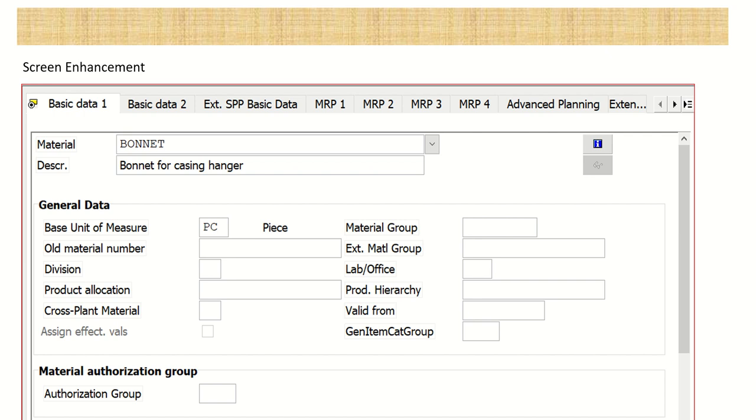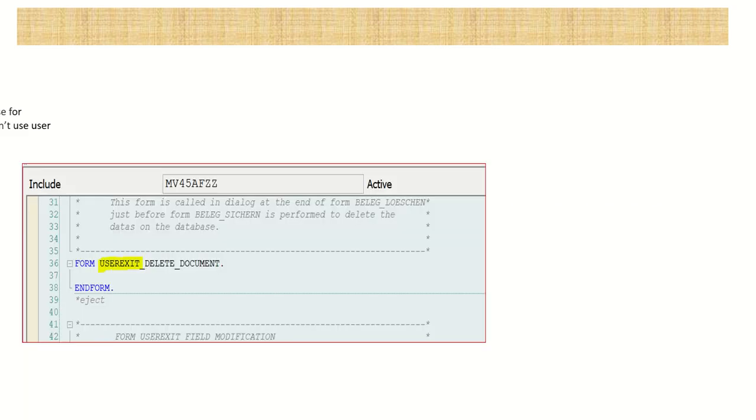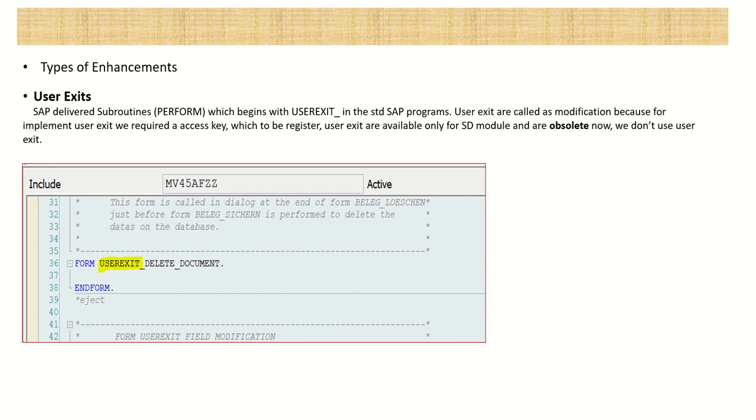Now, the question is how to implement this. What are the different methods for these enhancements? For this, we have to look at the types of enhancements. There are different types actually. SAP continuously works to upgrade the software, and with every release, after some work or feedback, they provide some new options.